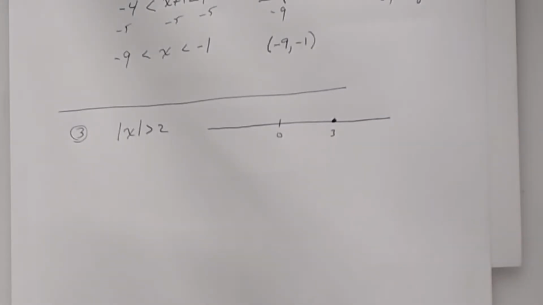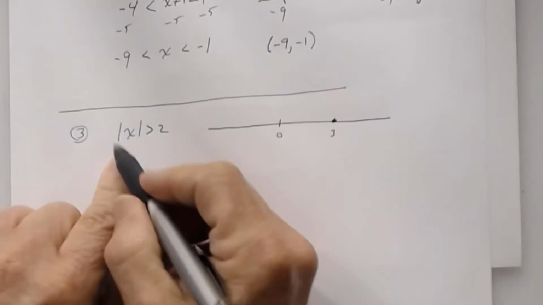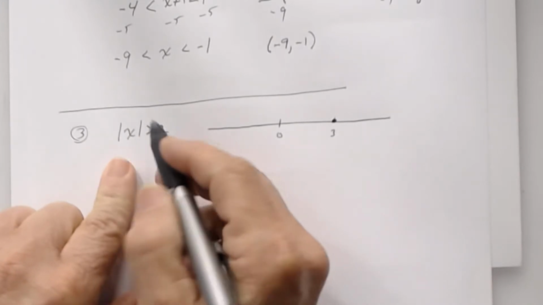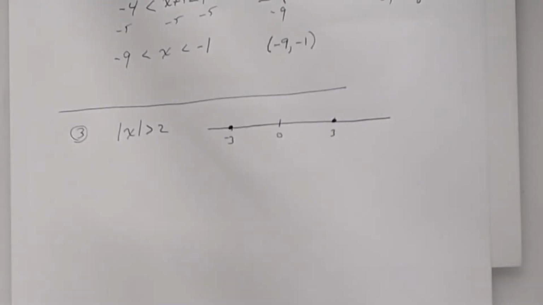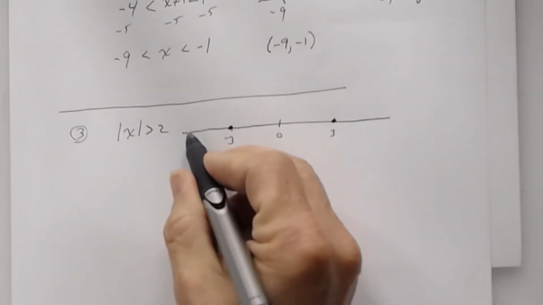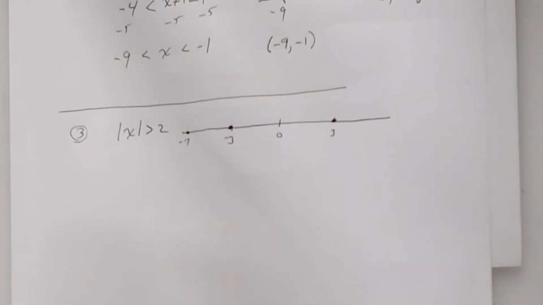What else? Can you give me any ideas? Negative 3. Negative 3 is also a solution, because what's the absolute value of negative 3? 3, and 3 is bigger than 2. So negative 3 is also a solution. Any other ideas? Any general statements you want to make? Negative 7 is a solution. So yeah, that is true. Can you make any general statements though? Any number that's greater than 2.